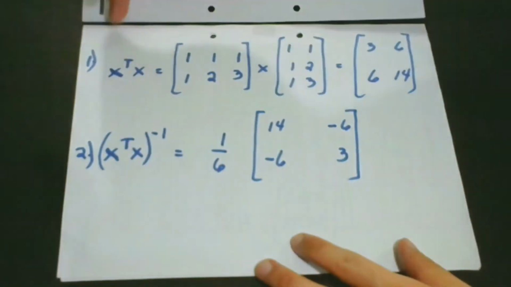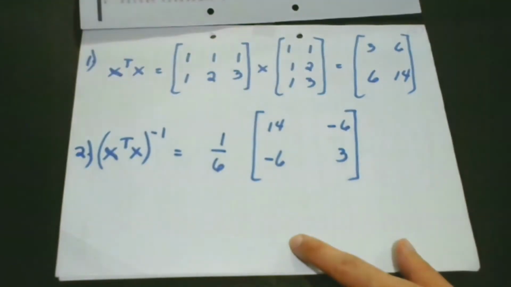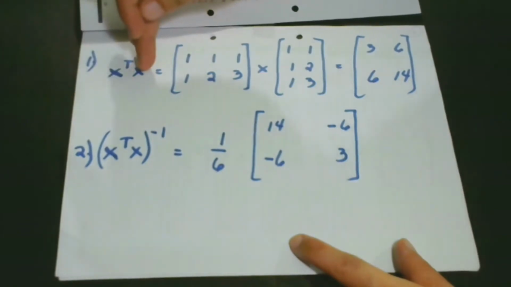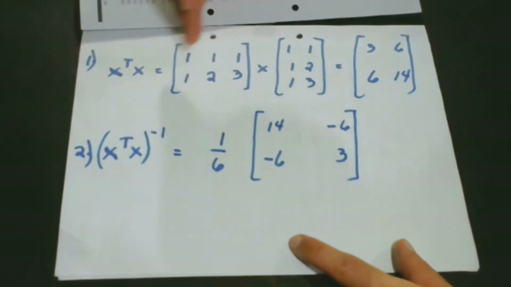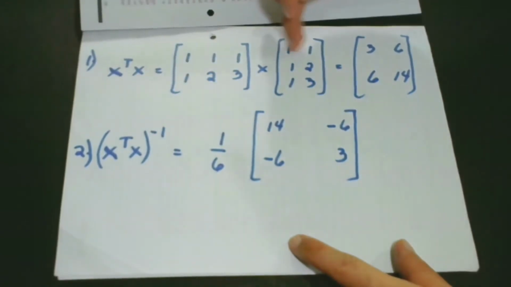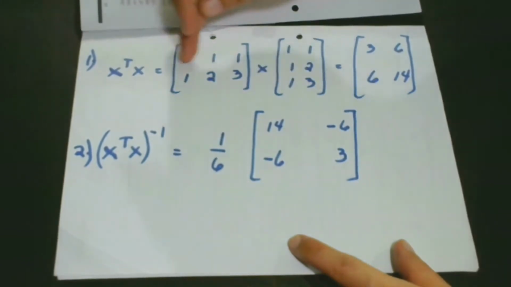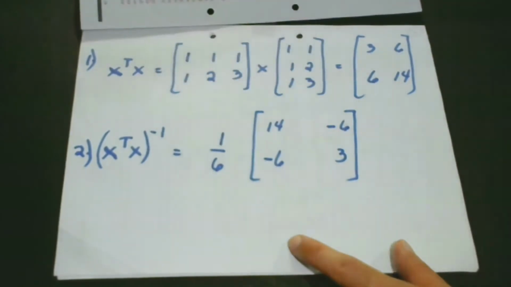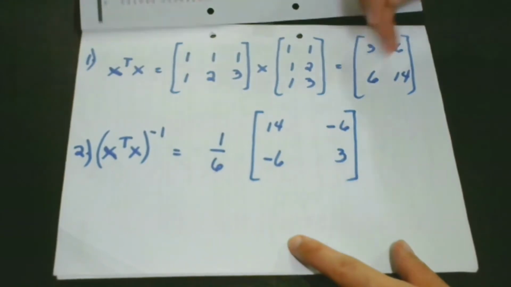So in step number 1, what we do here is that we multiply the transpose of x and then the x itself. So the transpose of x is 1, 1, 1, then 1, 2, 3, and then this is our x, right? Our original x. Okay, so the first column becomes the first row, and the second column here becomes the second row. Then when we multiply that, this will give us 3, 6, 6, 14.